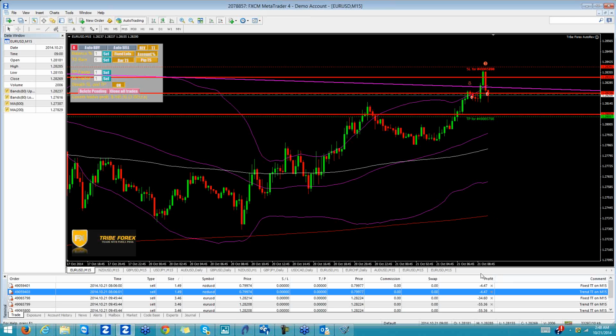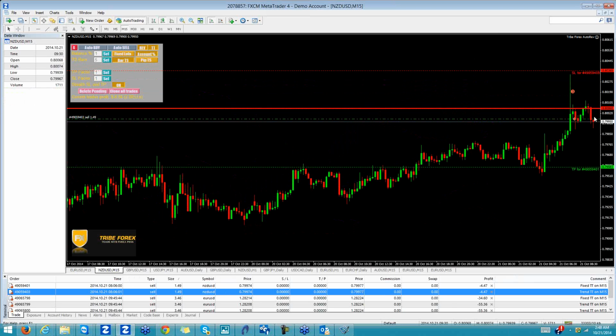The auto rev has this one, and the New Zealand obviously is just kind of jumping around. It actually dropped quite a bit. We're going to let it continue to run, and hopefully we'll hit our take profit here on the New Zealand and on the euro dollar. We've also got our auto biases that are open.